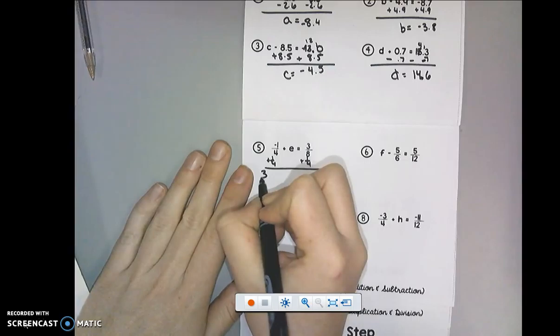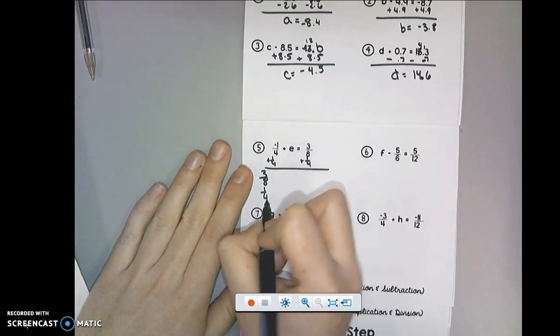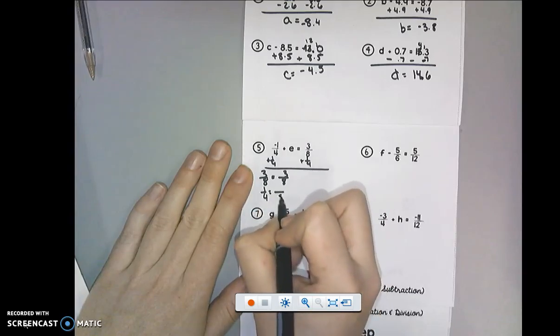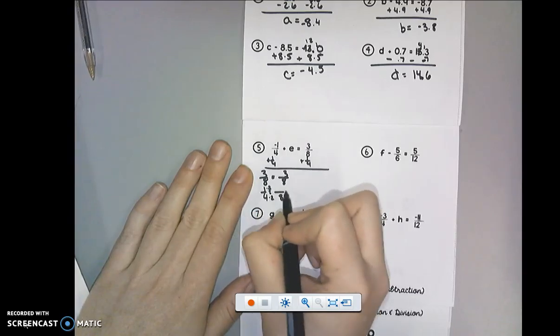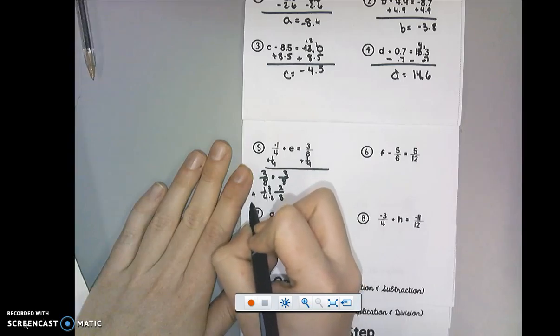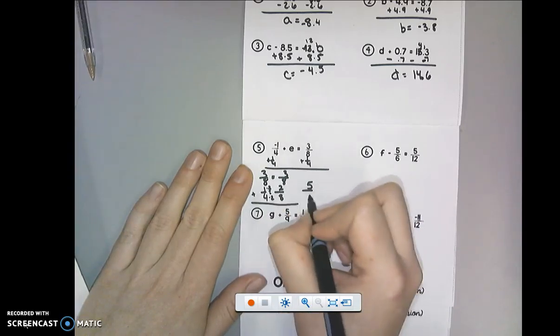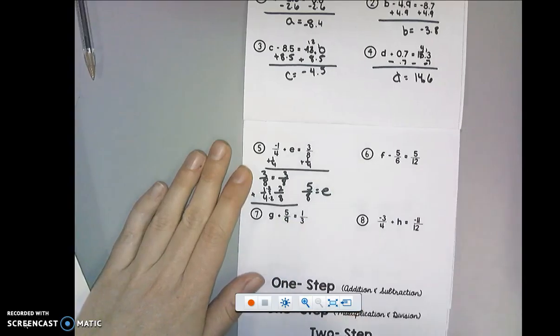So we have 3/8 and 1/4. We've got to get common denominators, which is going to be 8. And I multiply by 2. And we have to add. So 3 eighths, 3 plus 2 is 5/8, so that equals E.